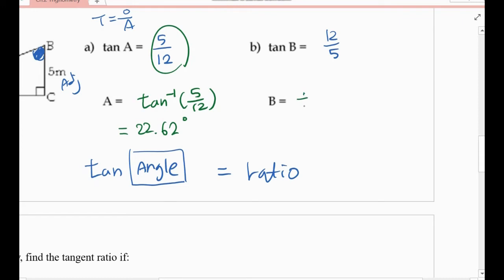The next one, tangent B. Again, we want to find the angle, so you use inverse tangent. Inverse tangent of 12/5.